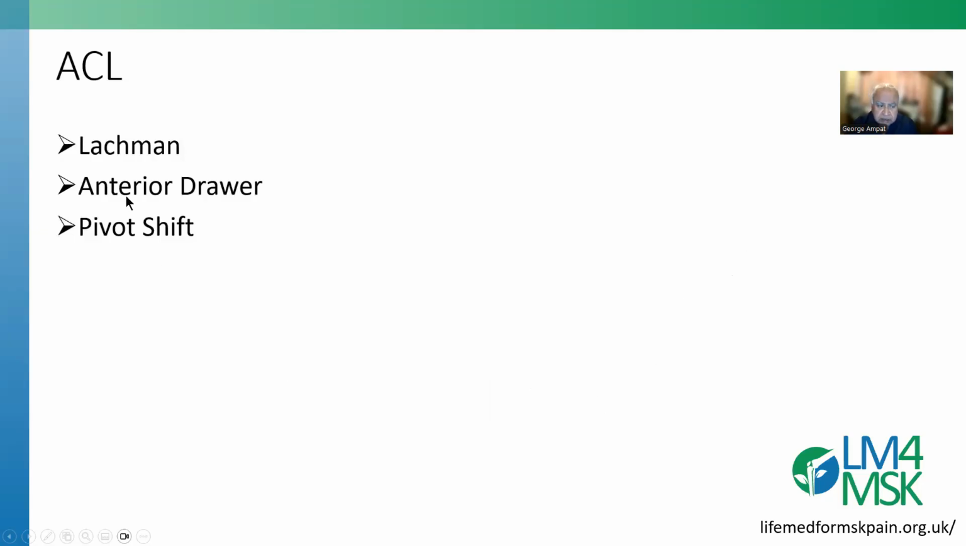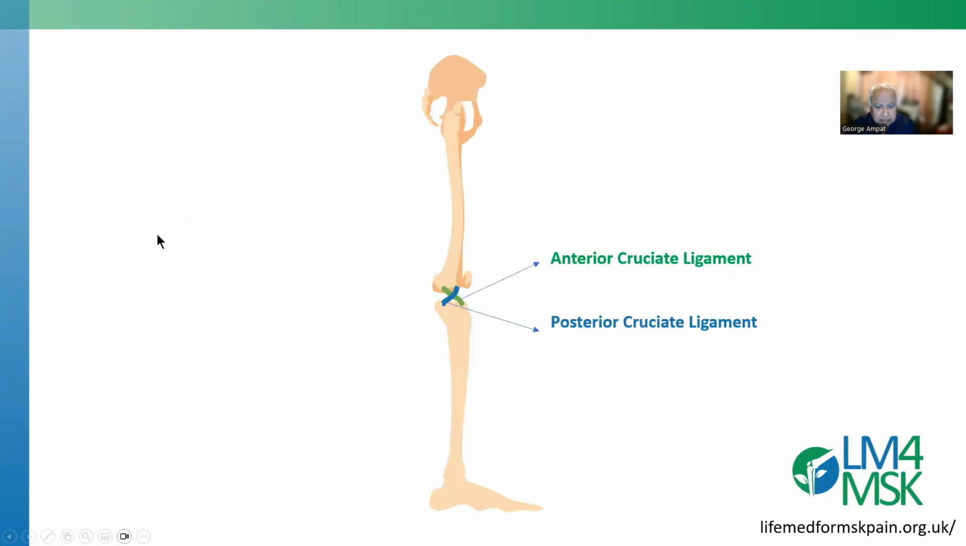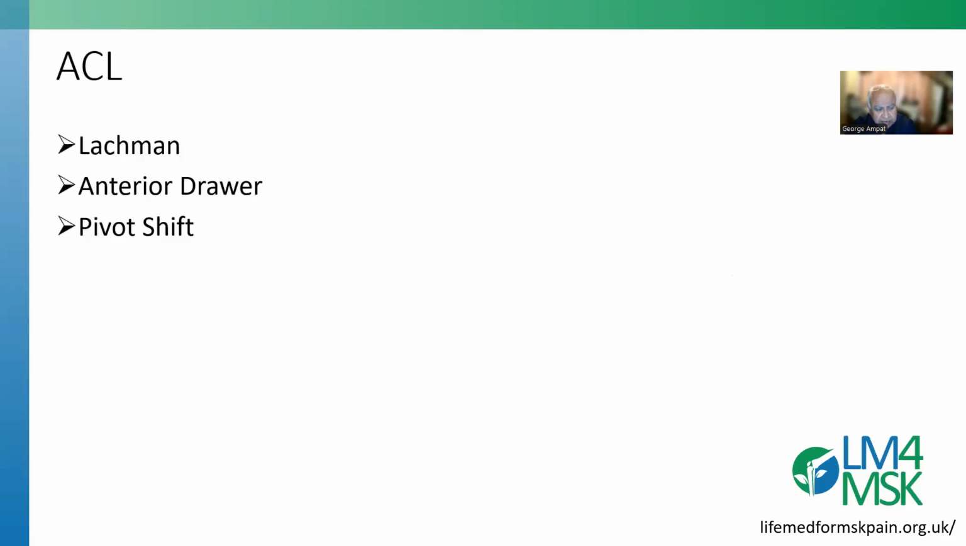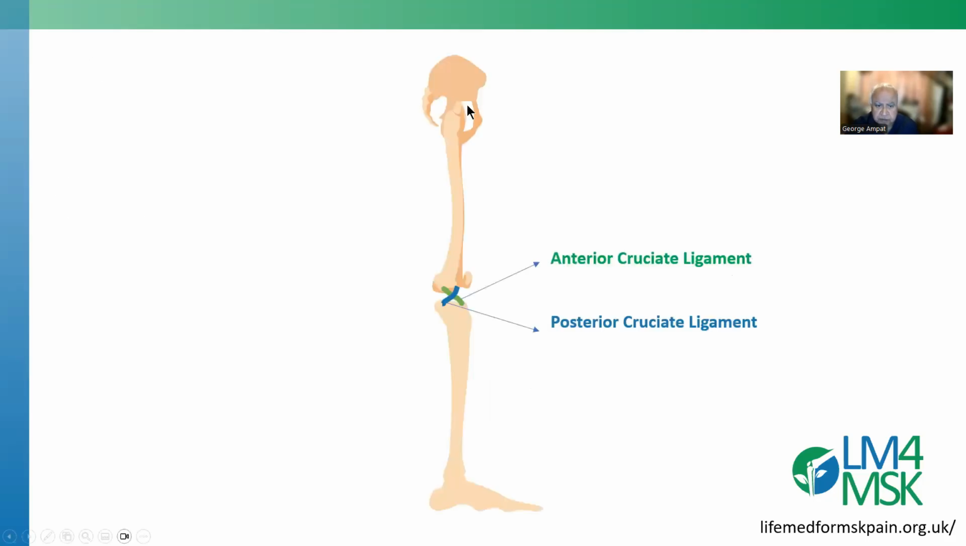Then you have the anterior cruciate ligament, and these are the tests to test the anterior cruciate ligament: the Lachman's test, the anterior draw, and pivot shift. So this is the side view. You can see the femur, this is the tibia, and this is the anterior cruciate, which goes from the lateral femoral condyle to the front of the tibia, and the posterior cruciate, which goes from the medial femoral condyle to the back of the tibia. So the anterior and posterior is based on where they insert onto the tibia.